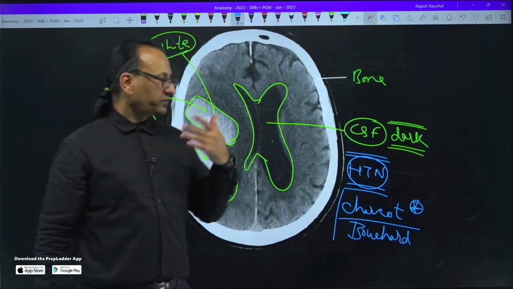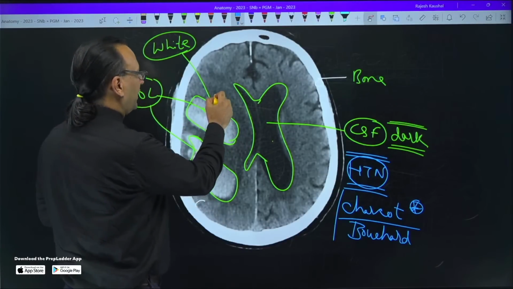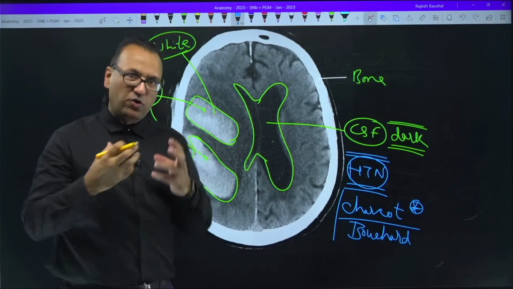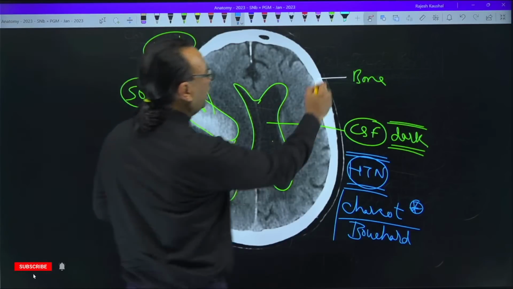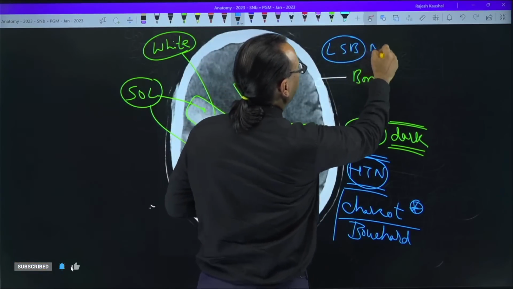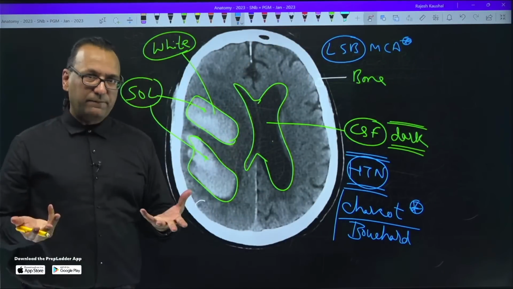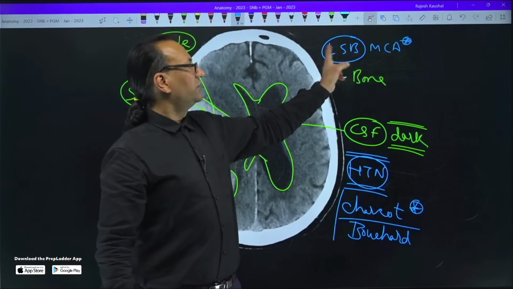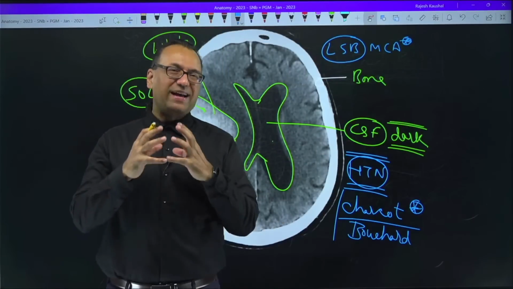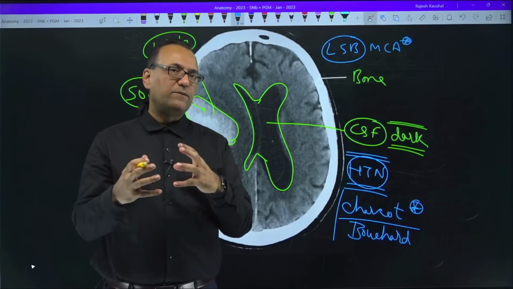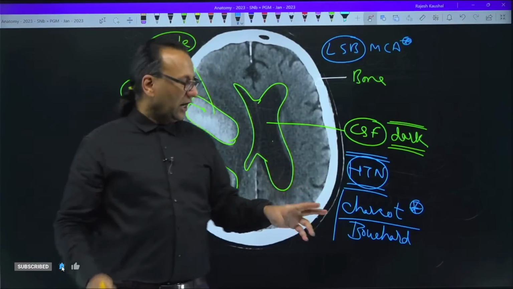which basically supply the internal capsule, and the lenticular nucleus, corpus striatum of basal ganglia. They are called lenticulo-striate branches of middle cerebral artery. So middle cerebral artery, which supplies the cerebrum, also is giving lenticulo-striate branches. Lenticulo means lenticular nucleus, part of basal ganglia. Striate branches means striatum. Caudate and putamen is striatum. So lenticulo-striate branches of middle cerebral artery is basically giving Charcot's artery.